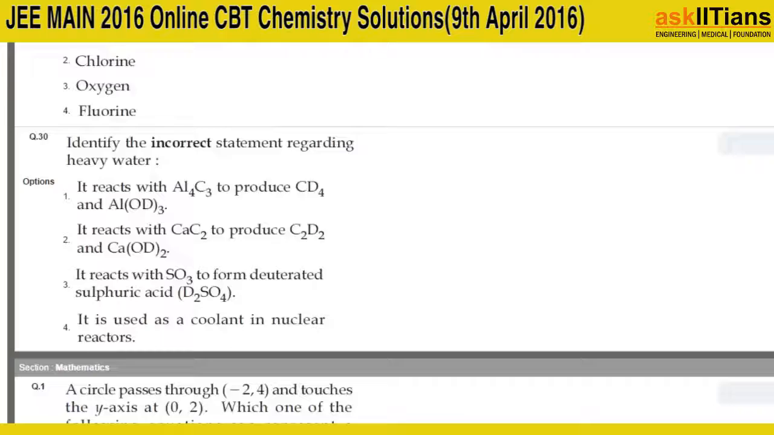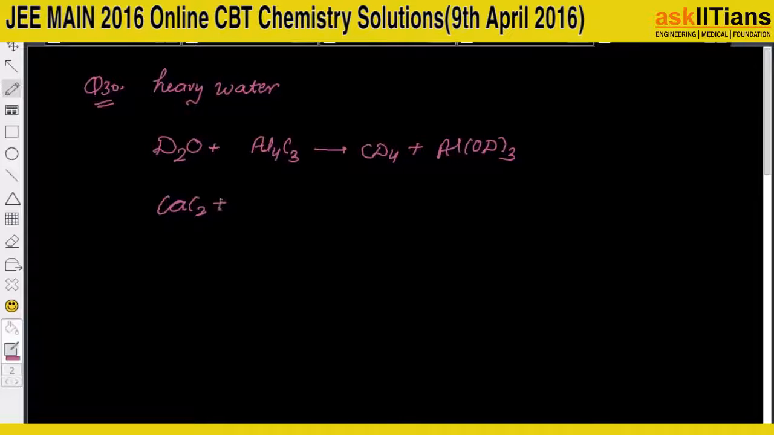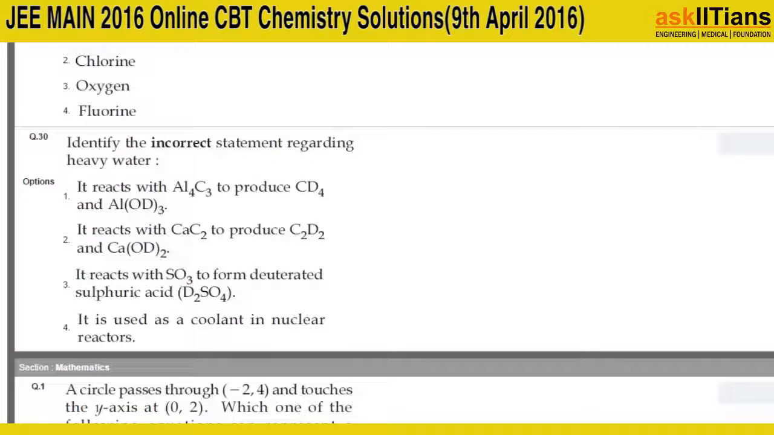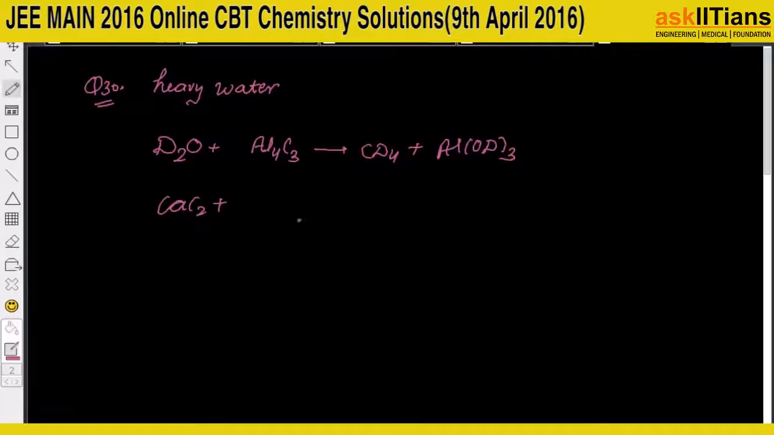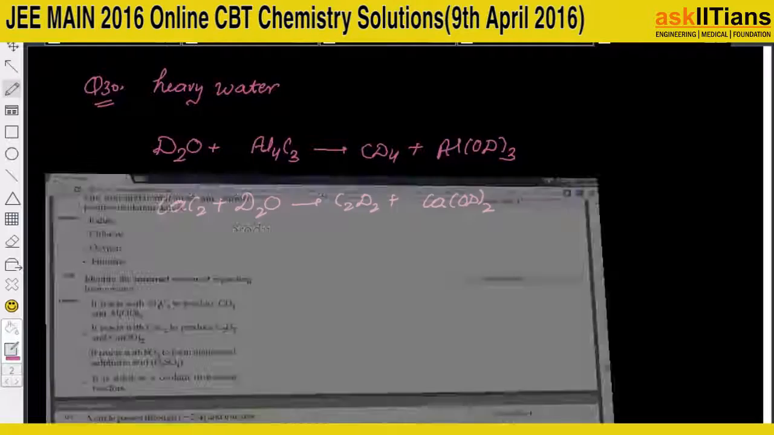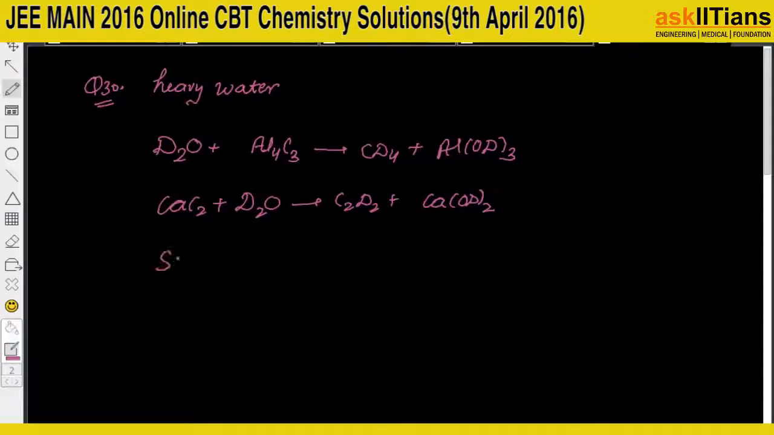The second is that it reacts with CaC2 to produce C2D2 and Ca(OD)2. Both these statements are correct. The third option is that it reacts with SO3 to form deuterated sulfuric acid, D2SO4. This is also the correct reaction. And the fourth is that D2O is used as a coolant in nuclear reactors.